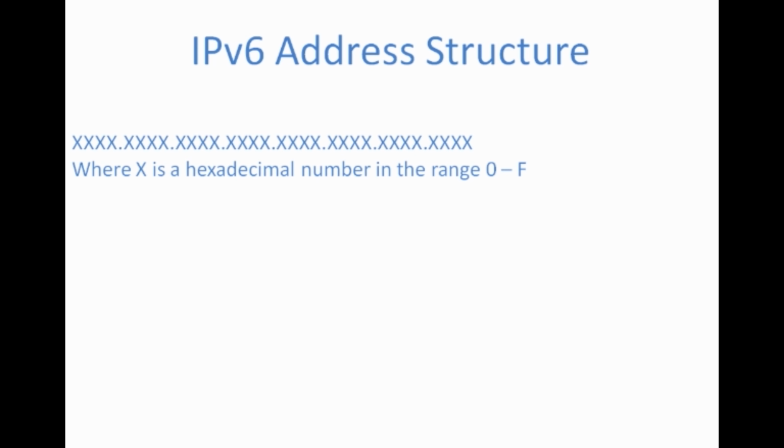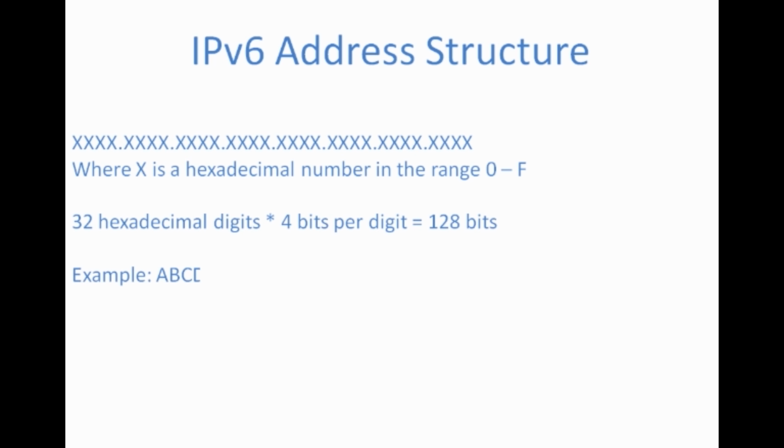And 16 values, how many bits would it take to get us 16 values? 4 bits. 2 raised to the 4th power is 16. So if we do the math, we can see that we've got these 32 hexadecimal digits. They're 4 bits each. 32 times 4, 128 bits. We've got a 128-bit IP version 6 address. Here's an example of what that address might look like. Notice that we have groups of 4 hexadecimal digits, and then we have a delimiter of a colon, and another 4 hexadecimal digits, and another delimiter of a colon. There are 8 of these fields separated by colons.